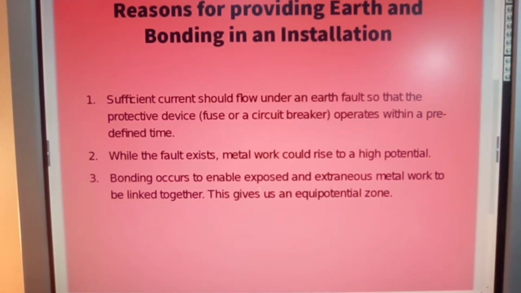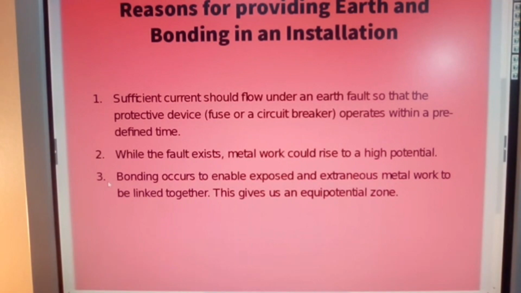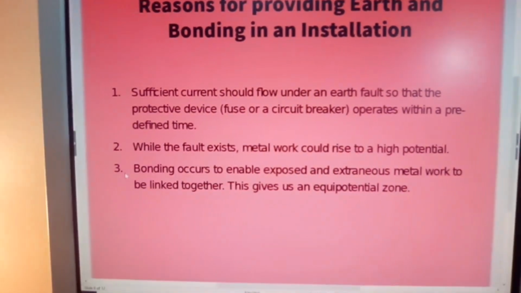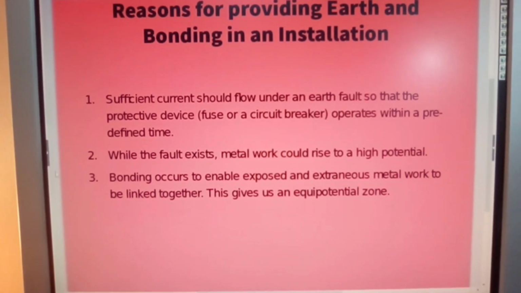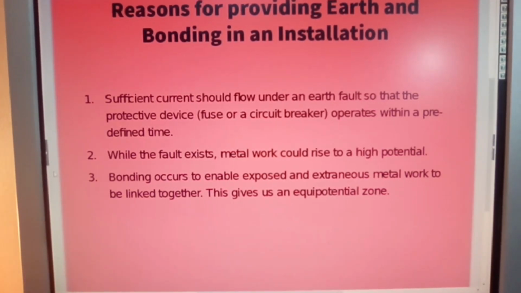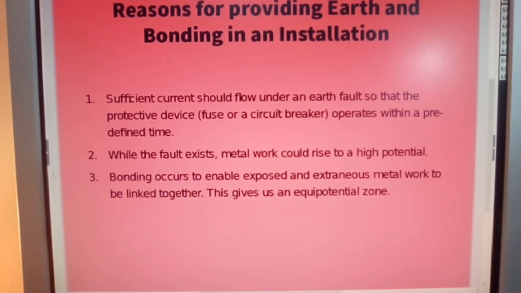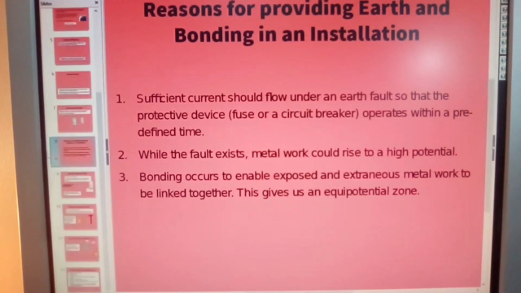While the fault exists, metal work could rise to a high potential. Bonding occurs to enable exposed and extraneous metal work to be linked together. This gives us an equipotential zone. Now, you need to review that, in the sense that equipotential bonding may have changed somewhat since I knew it, so be aware of that. Check the IET regulations to be sure that you're compliant with the current regs in regard to equipotential bonding. That is important that you understand that.